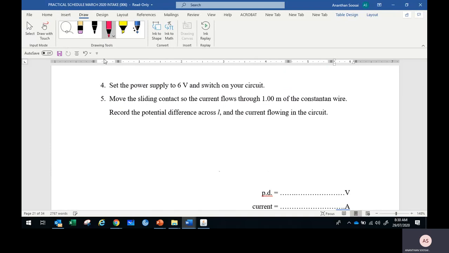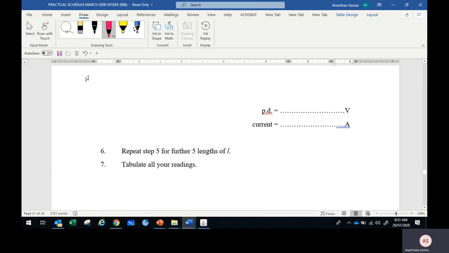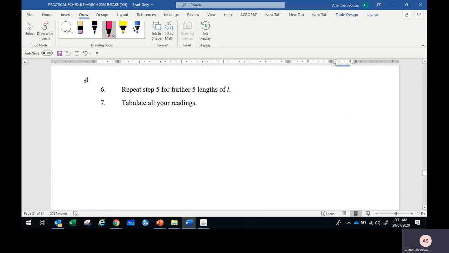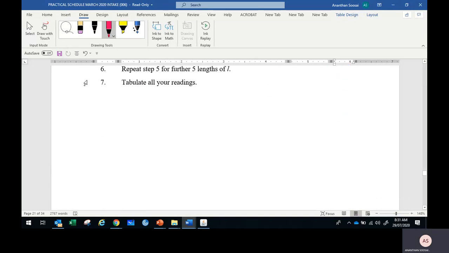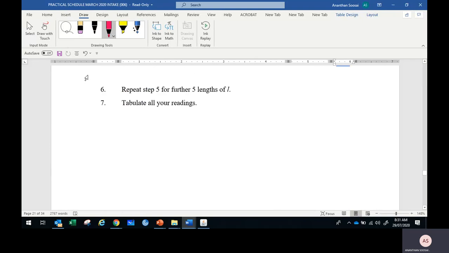Next, set the power supply, move the sliding contact, and find the PD and current. Okay, got the PD and current. Repeat the step to get 6 sets. I already showed you the table. Okay, in the real exam you must know how to draw the table, but maybe in the next practical I'll leave it to you. You must draw your table.